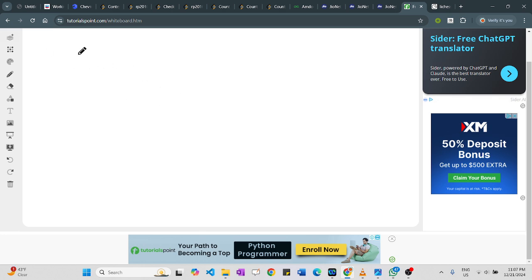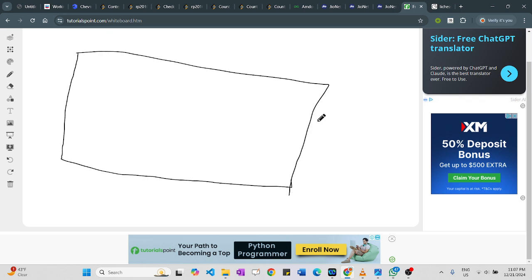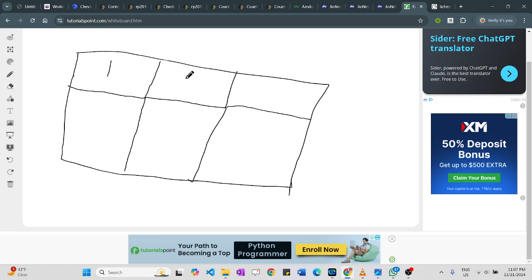Okay, so there is a grid, and there are some rectangles. Let's say my drawing is not that good, so sorry for that. Let's say this is the first rectangle, this is the second rectangle, and this is the third rectangle, and let's say these are the rectangles: first, second, third, fourth, fifth, sixth. And one more condition is there.